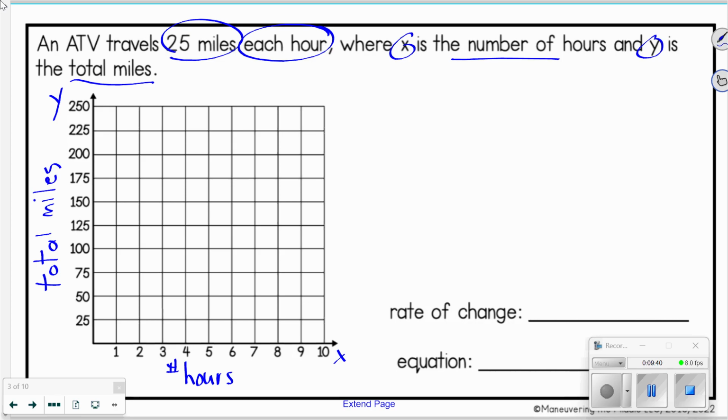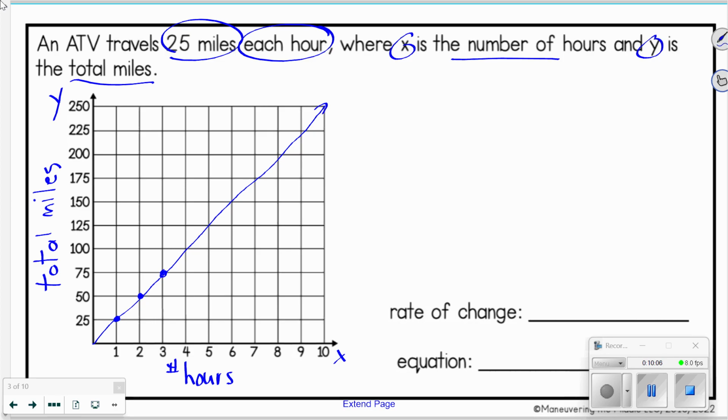So on this, it's telling us it's 25 miles each hour. So where's my first data point? 25 and 1. 1 and 25. My second one, that would be 2 and 50. My third one would be 3 and 75. Remember, get at least 2 perfectly clean to draw your line. Now you put your straight edge down, you draw your line, and we see it goes right up like this.